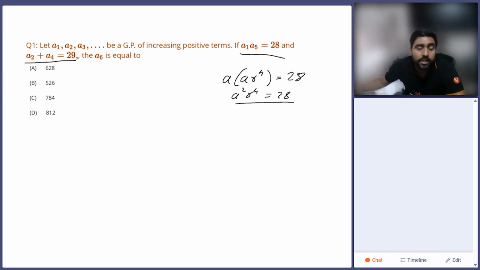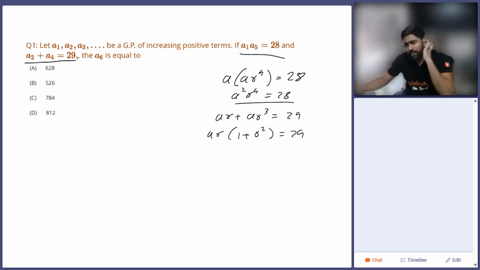Next condition we have A2 plus A4 is equal to 29. So that's basically AR plus AR cube is equal to 29. I can take an AR common from here and write this as AR into 1 plus R square is equal to 29. Okay, we have these two expressions.